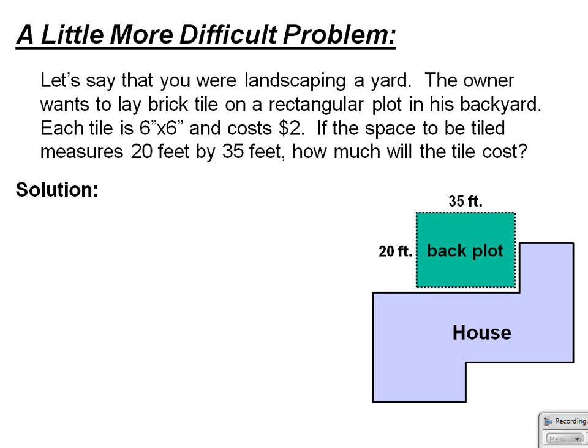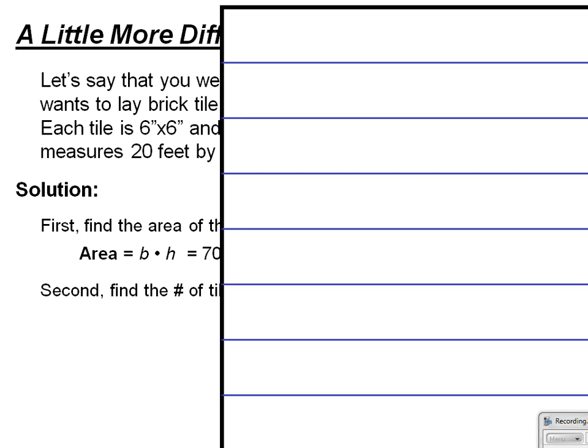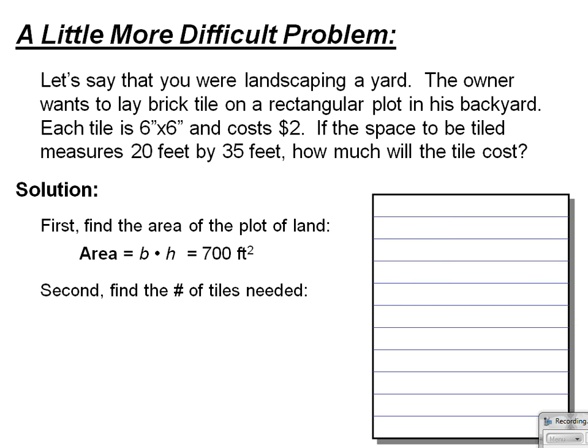Well, of course, we first still go ahead and calculate the area of the land. And since we did that on the previous slide, again, length times width, 20 by 35 equals 700 square feet. But now we're going to have to do a little bit of thinking about how many tiles we need. Since tiles are no longer just a basic square foot, but rather 6 inches by 6 inches, let's ask ourselves the question, how many tiles will fit into a square foot?